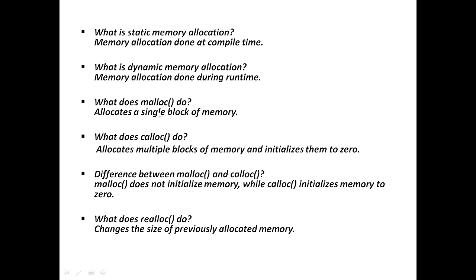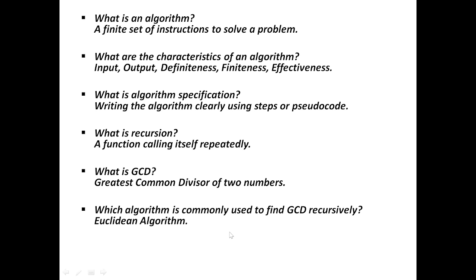Next question is, what does malloc do? Malloc allocates a single block of memory. What is the function of calloc? It allocates multiple blocks of memory and initializes them to 0. What is the difference between malloc and calloc? Malloc does not initialize memory, whereas calloc initializes memory to 0. What does realloc do? It changes the size of previously allocated memory.